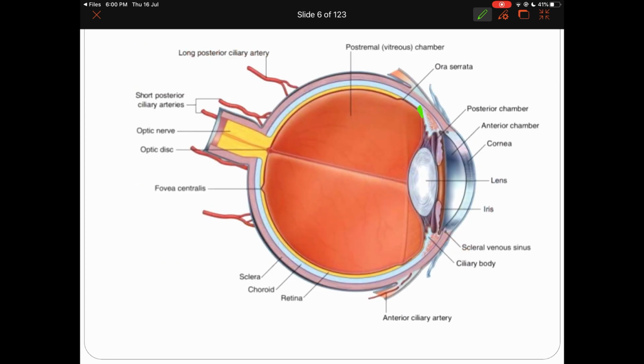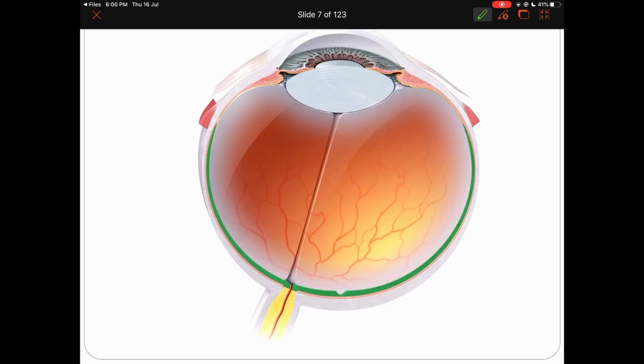This ora serrata also demarcates two segments: the posterior segment filled with the vitreous, and the anterior segment filled with the aqueous. This is the ora serrata here. See again this area that passes through the lens.